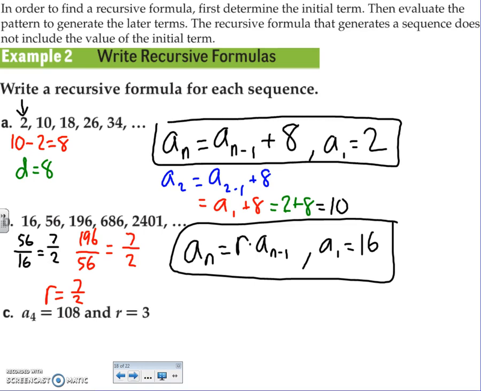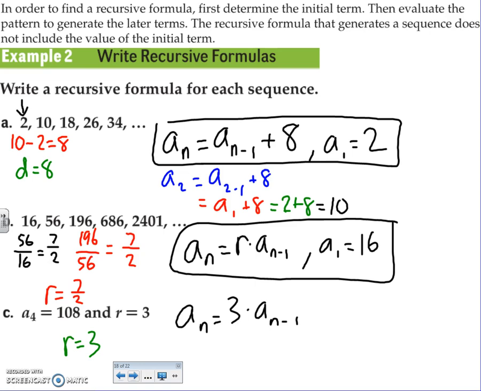Alright, and this last one down here, they give a sub 4 and they give r equals 3. Well, if they give us r, that means it's geometric already. So we know r equals 3. We're going to write the formula. So it's going to be a sub n equals 3 times a of n minus 1.